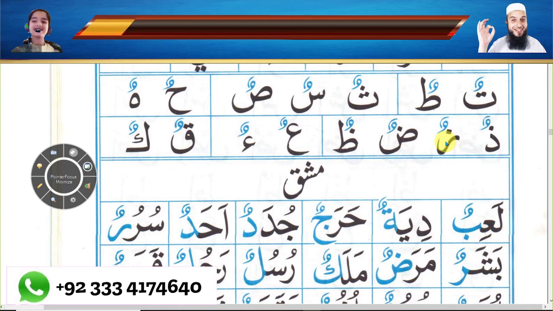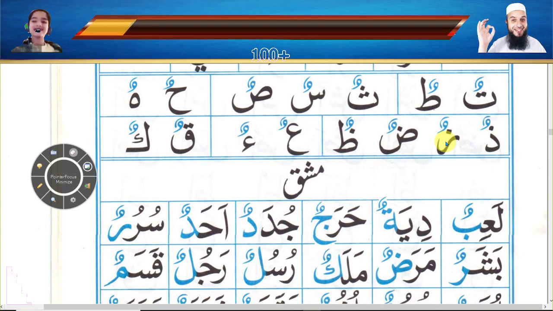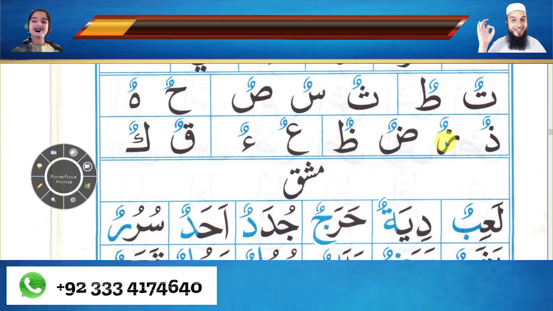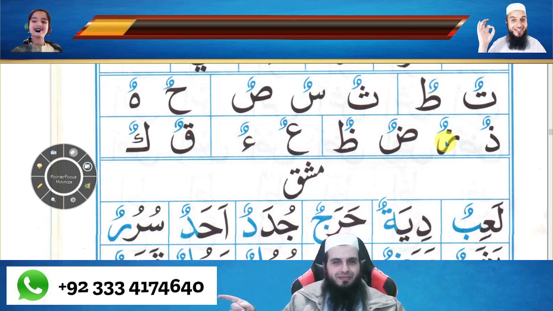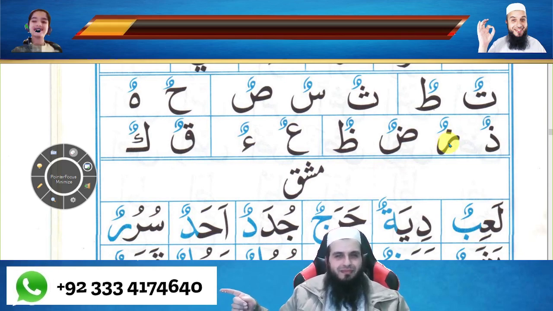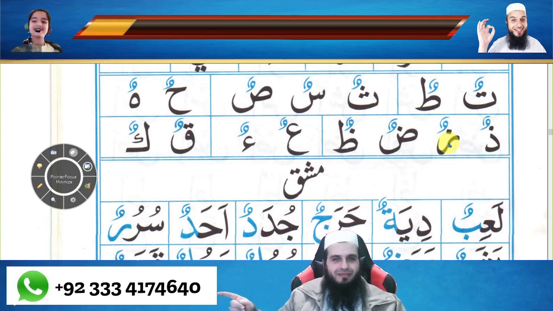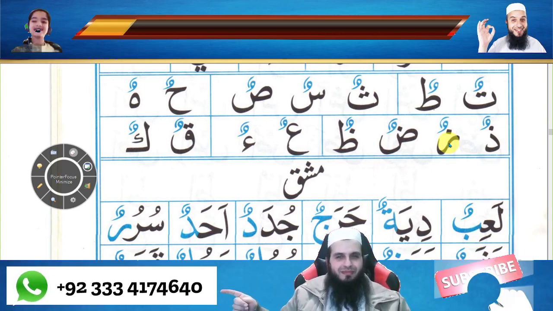It touches nowhere, but it has a little gap. Yeah, the upper teeth and the lower teeth have a little bit of gap, and the tongue does not touch anywhere. That's great, mashallah. And we have to read this letter with force. Za, like this. It's a hard letter. Yeah, good job.